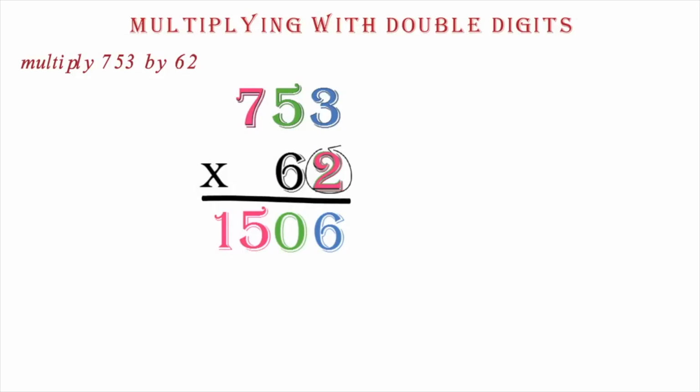Next, we work on the 6. We multiply each digit in the 753 by 6. We do 3 by 6 to get 18. This is a double digit, so we have to keep the 8 and carry the 1. Now, since this 6 is in the tens place, we place its value from here, under the 6. We write the 8 down.